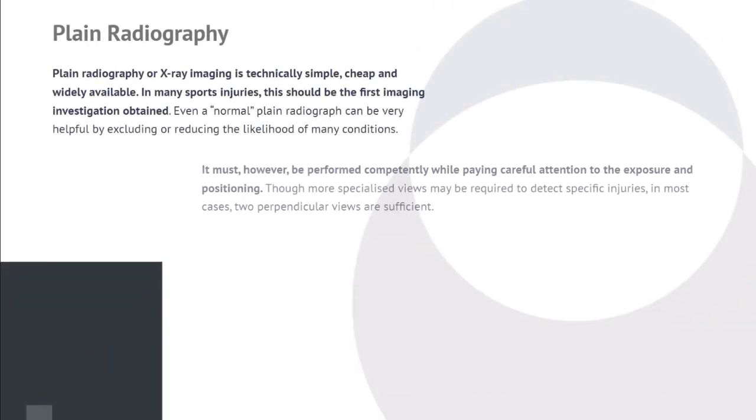Plain radiography. Plain radiography or X-ray imaging is technically simple, cheap and widely available. In many sports injuries, this should be the first imaging investigation obtained. Even a normal plain radiograph can be very helpful by excluding or reducing the likelihood of many conditions.